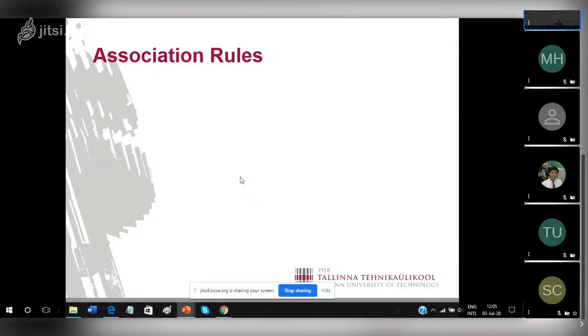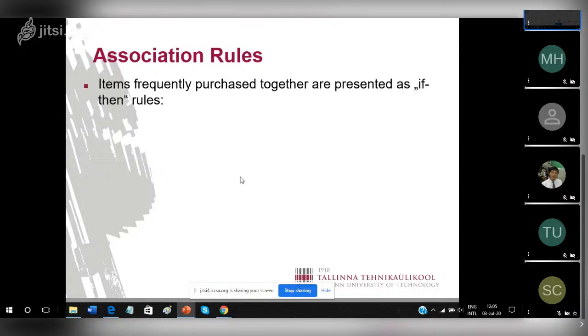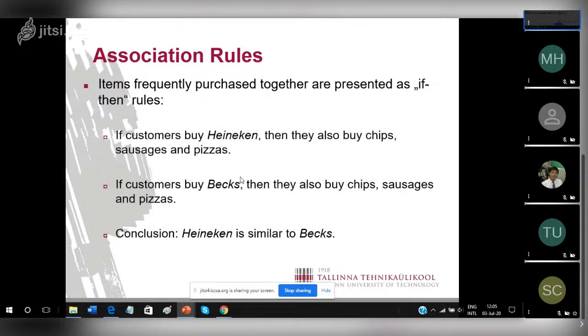While market basket analysis looks for items that are frequently purchased together by customers, this information is often presented in the form of if-then rules called association rules. Continuing the previous example, we can observe that if customers buy Heineken, then they also buy chips, sausages, and pizzas. And if customers buy Beck's, then they also buy chips, sausages, and pizzas. Based on those observations, we conclude Heineken is similar to Beck's.